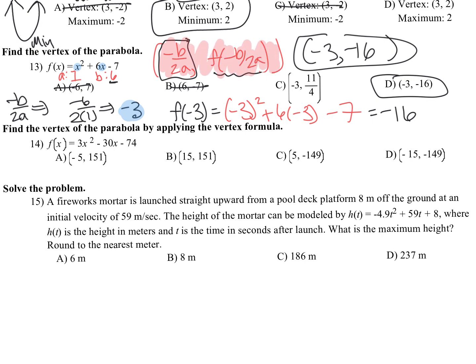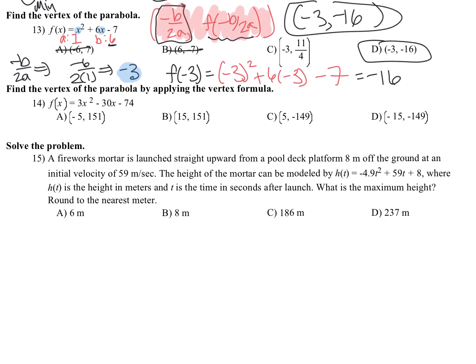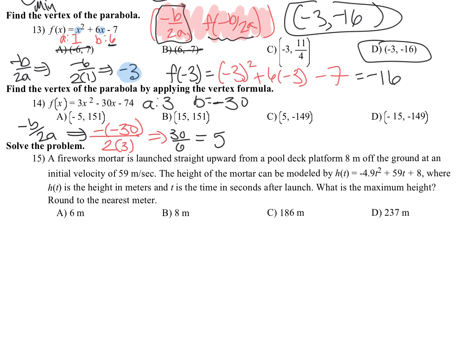Okay, so on number 14, we're going to find the vertex of the parabola by applying the vertex formula. We'll do the same thing. So we're going to do A is 3, B is negative 30. So I'm going to do negative B over 2A. So negative 30 over 2 times A. And that will give me positive 30 over 6, which is 5. All right, so 5 is the first part, so I can cross these out that don't have a 5.